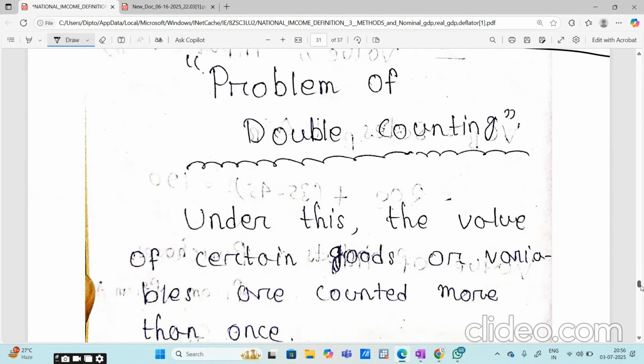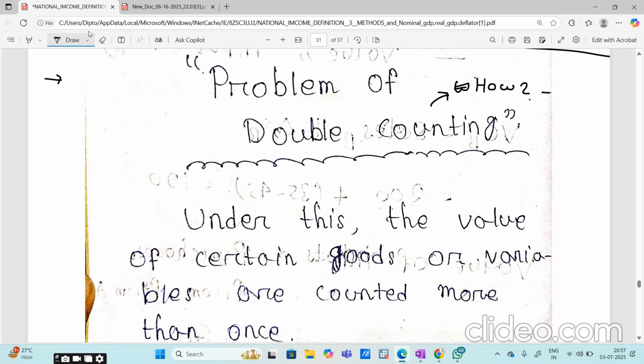The problem of double counting is basically a very common problem that arises in GDP calculation. I have given an example in the previous segment also. If we add the value of intermediate goods in GDP, then double counting can arise. The first question will be how the problem of double counting can arise in GDP calculation.